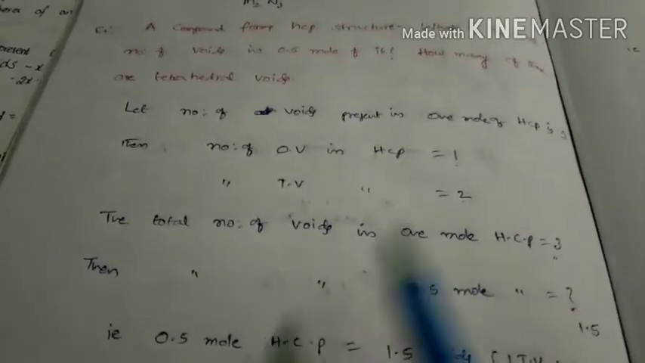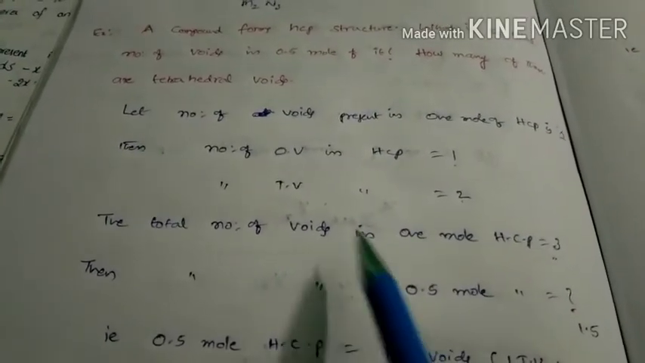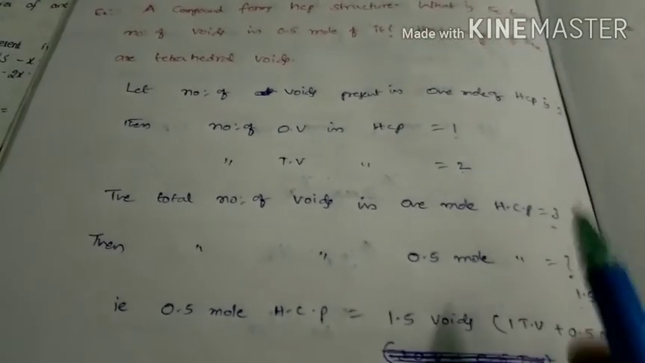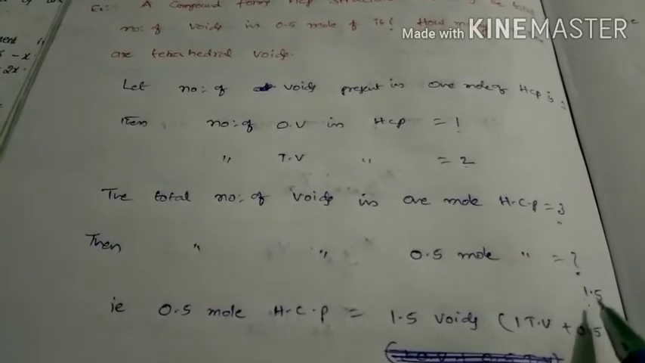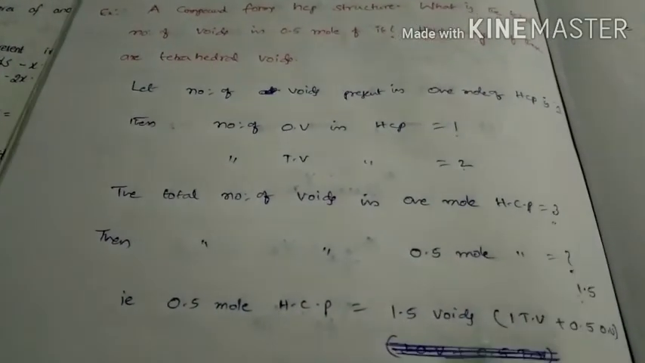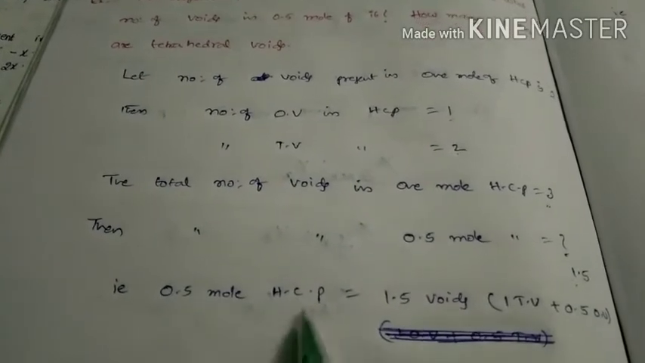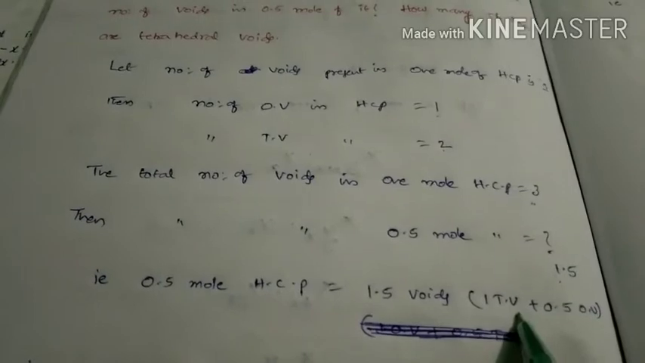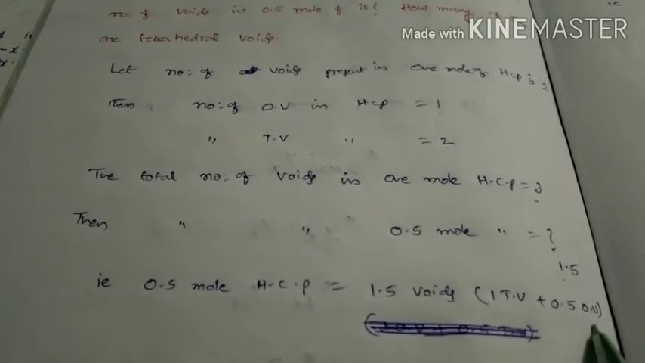But we need the number of voids in 0.5 mole. For 1 mole it is 3. For 0.5 mole how much? 1.5. How? 0.5 into 3 by 1, that means 1.5. So 1.5 voids are present in 0.5 mole. Among these 1.5 voids, 1 is tetrahedral void and 0.5 is octahedral void.